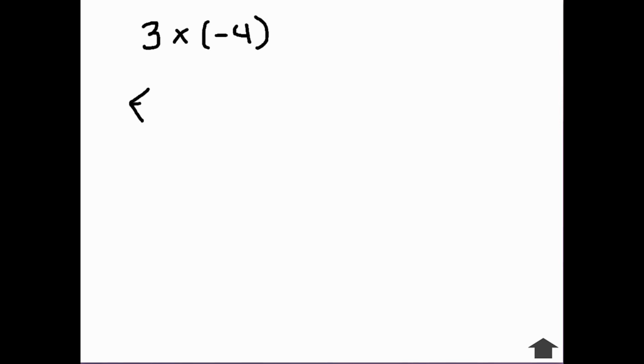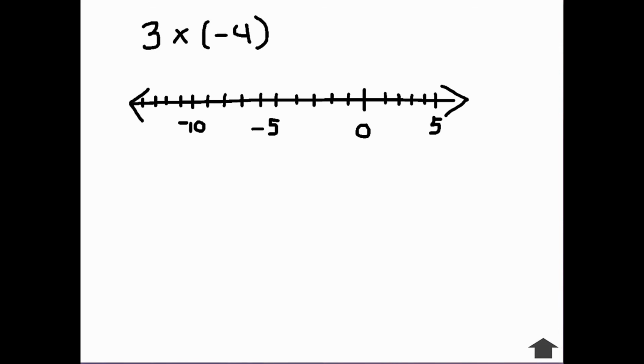Now let's look at the same problem on a number line. I'm going to start at 0. My sets are of negative 4, so I will make jumps on the number line that are 4 long, and they're going in the negative direction. I'm going to make 3 of these jumps for my 3 sets. Remember that a positive 3 is repeated addition, so I'm adding -4 3 times. The result is the final resting spot, which we can see is -12.